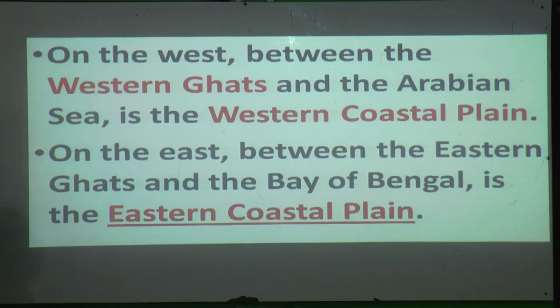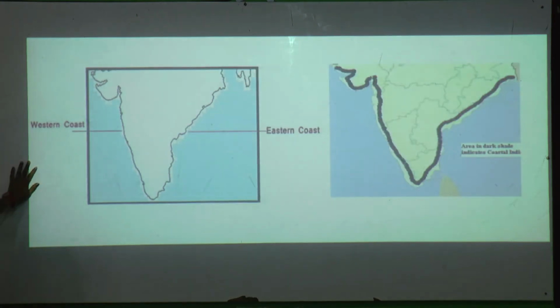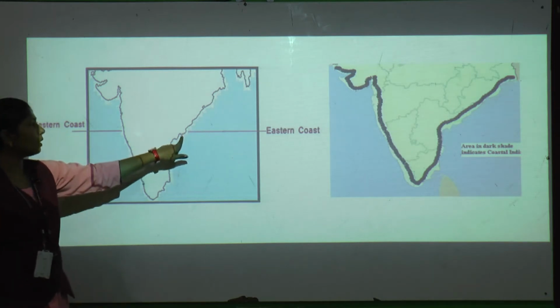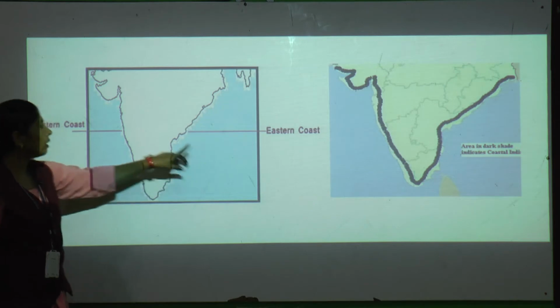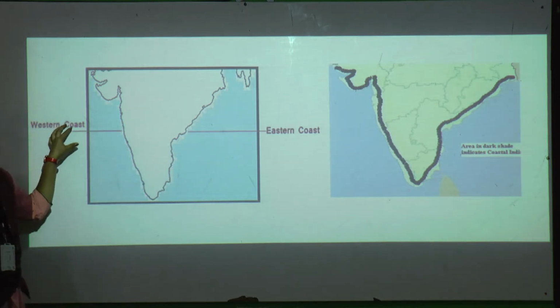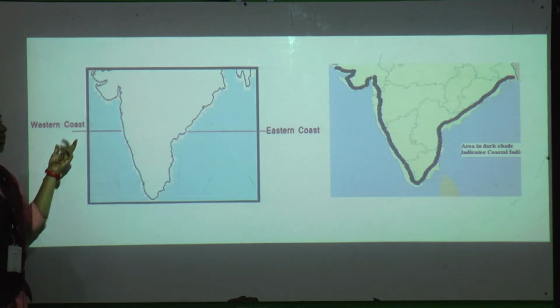Now on the west, what do we have? Just now we said the Western Ghats and Eastern Ghats are there, correct? On the east we have the Eastern Ghats, on the west side we have the Western Ghats. See, this is our west side, this is the east side. So on the east side we have the eastern coastal plain, and on the west side, the western coastal plain.